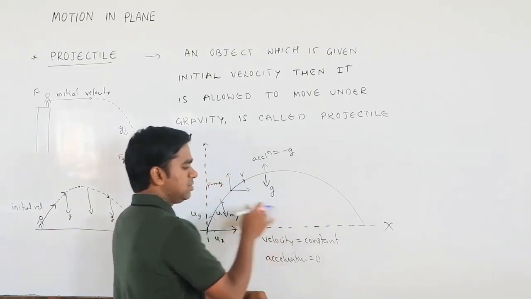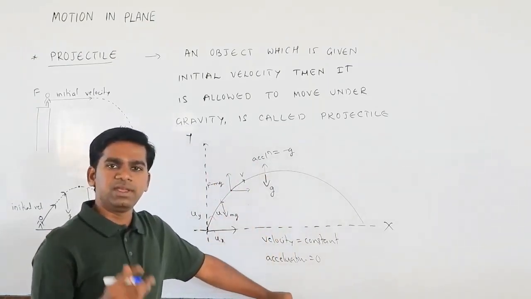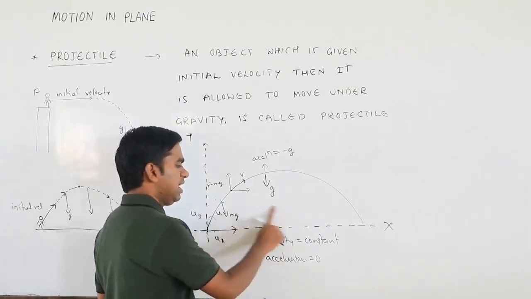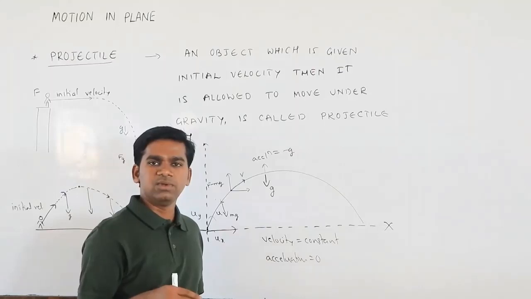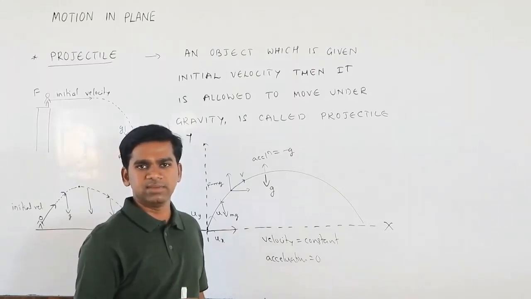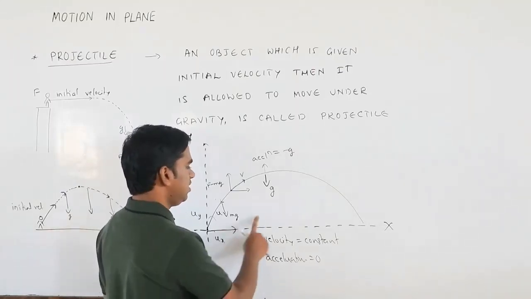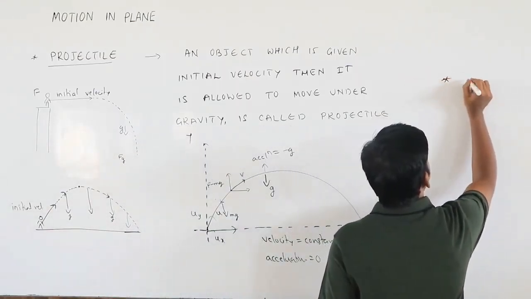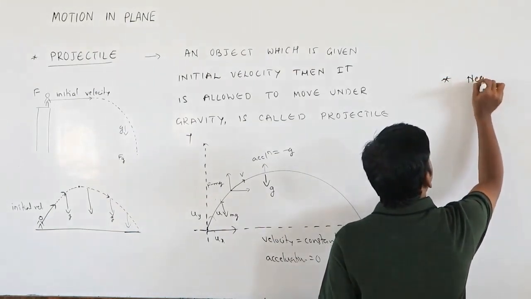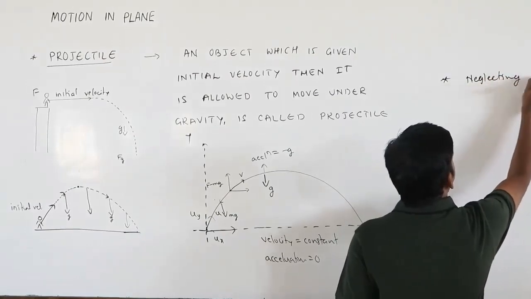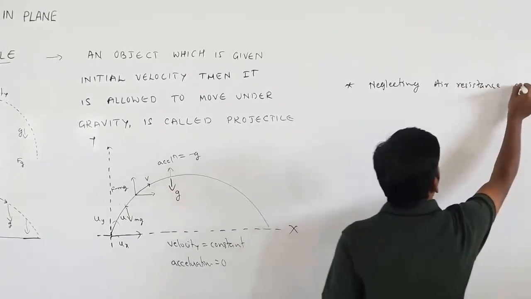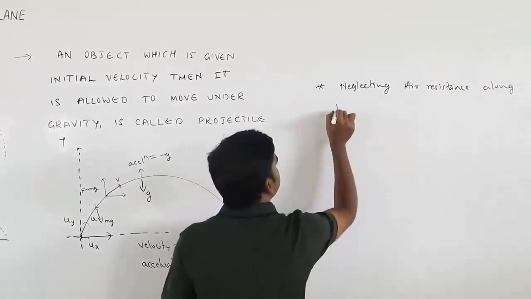So to study the projectile we have to make some assumptions. What is that assumption? Along the horizontal, we are going to neglect the air resistance. Getting my point? We are going to neglect the air resistance. That is the biggest assumption we are going to take here. Remember, assumptions: neglecting air resistance along the horizontal direction.